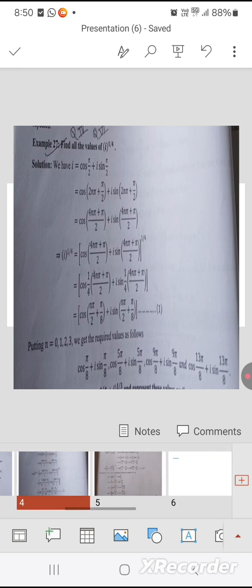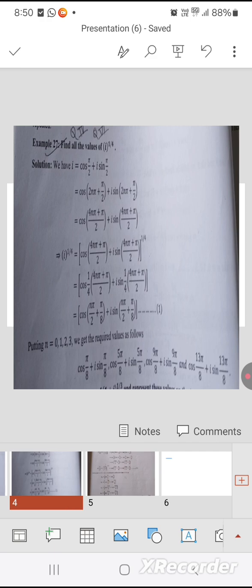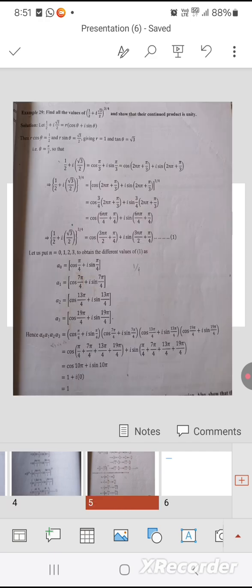So this is the procedure for finding roots of a complex number. We will see the next example. Try this example on your own and then see the solution. So here is the question: find all values of (half plus i root 3 by 2) raised to 3 by 4 and show that their continued product is unity.